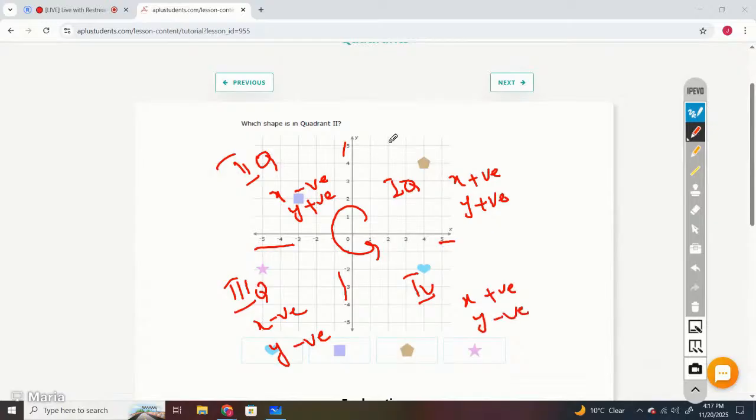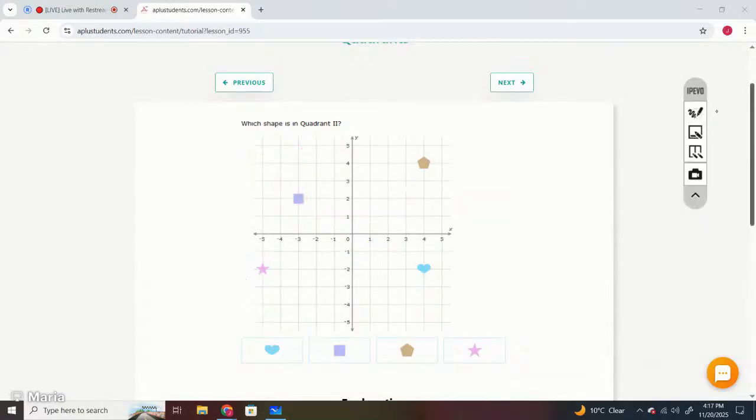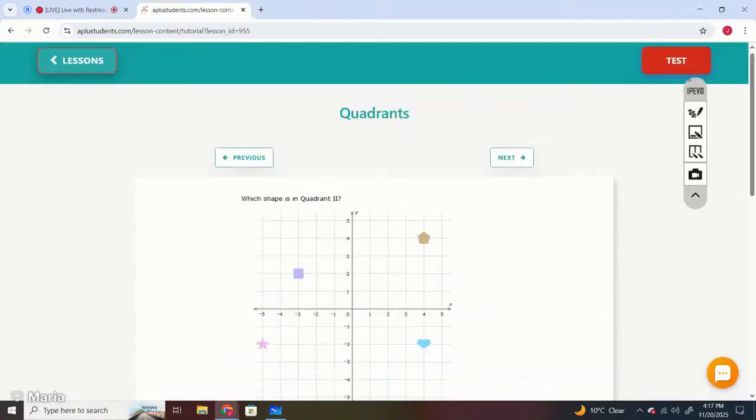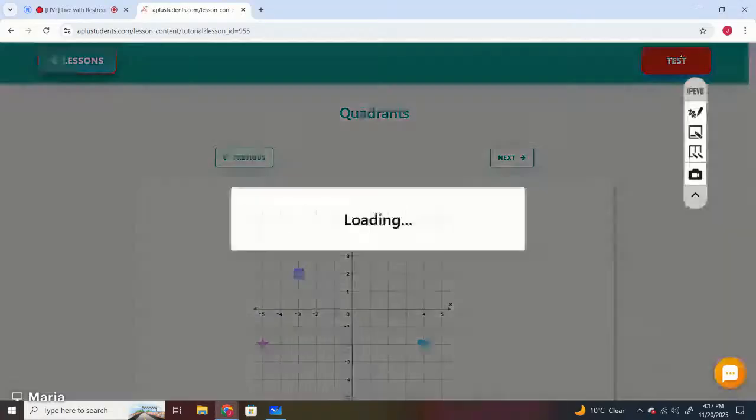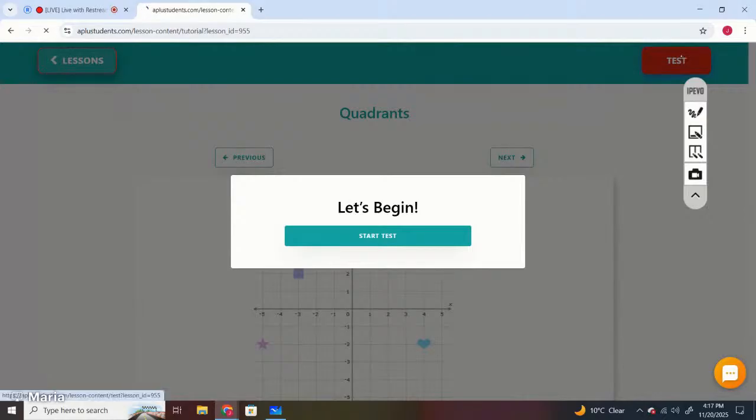So which shape is in quadrant 2? This is the second quadrant. In quadrant 2, we have the square. So the correct option is quadrant 2, we have the square. Let's just start.